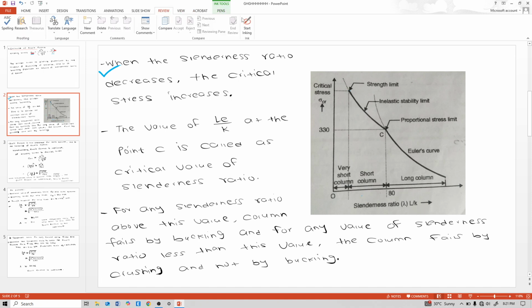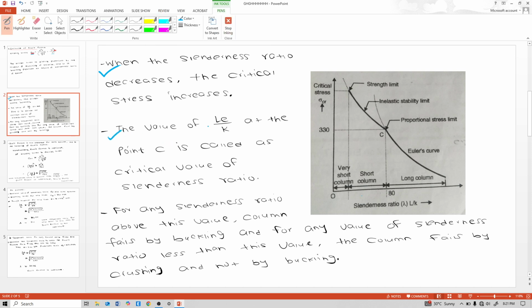Through the graph I explain to you. Next is the value of L upon K, that means lambda, and lambda is slenderness ratio. The value of slenderness ratio at the point C is called the critical value of slenderness ratio. So why is this called the critical value of slenderness ratio? Because at point C, before this point C, this is a short column, and after this point C, this is a long column. That's why this C point is the critical value.